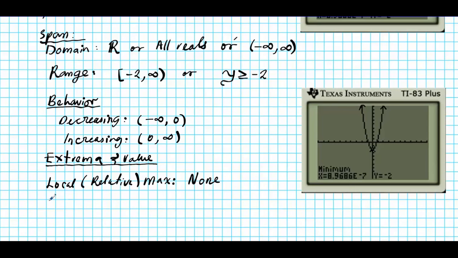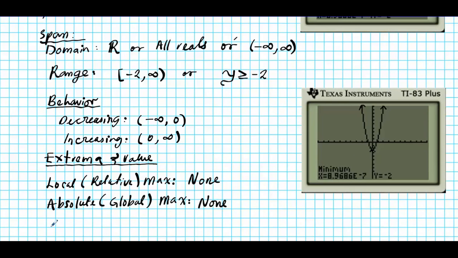All right, how about absolute? Also known as the global maximum. Do we have any? We don't have any, okay, because we do not have any absolutely highest point at any point in the interval of this function. So we have none also.